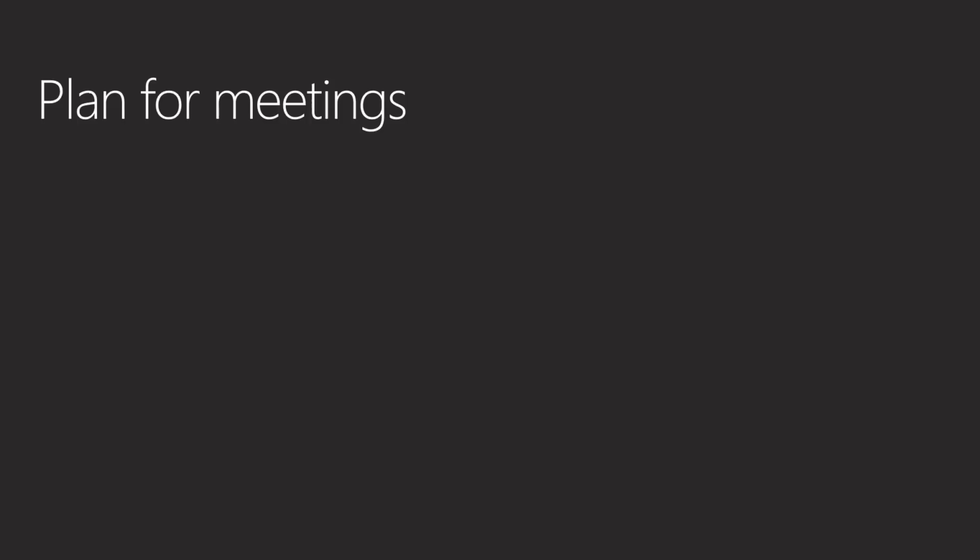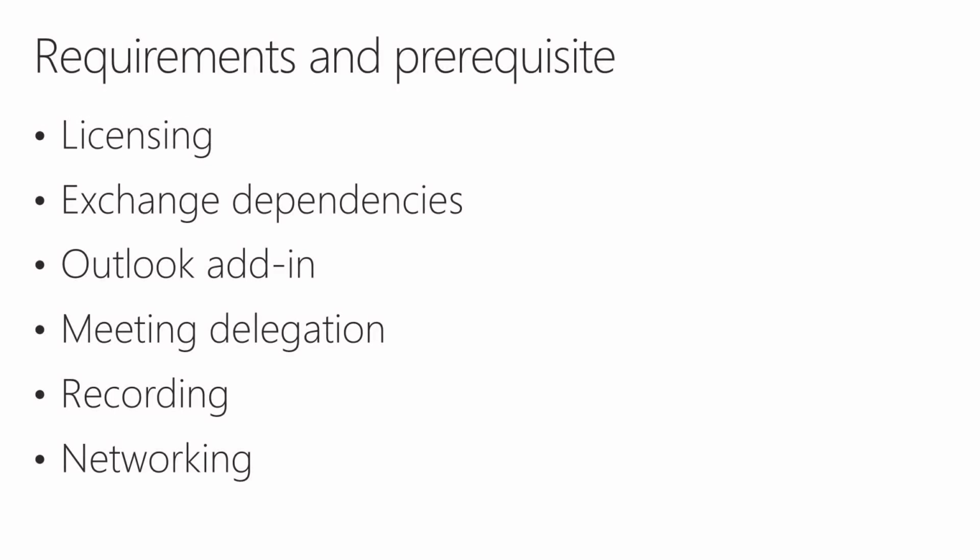So now that we know what meetings can do, let's take a look at how we can plan for meetings. We want to look at licensing, Exchange dependencies, the Outlook add-in, meeting delegation, recording, and networking.